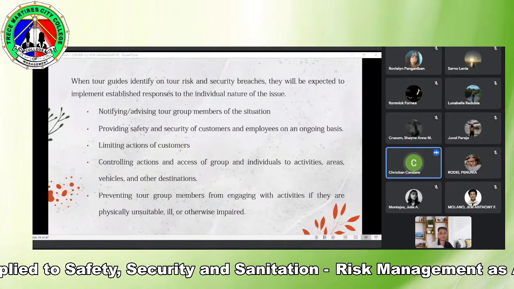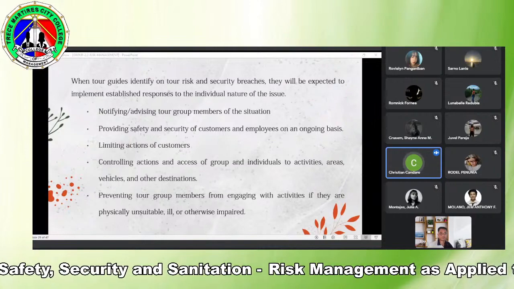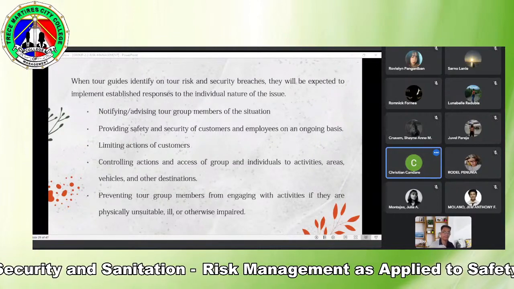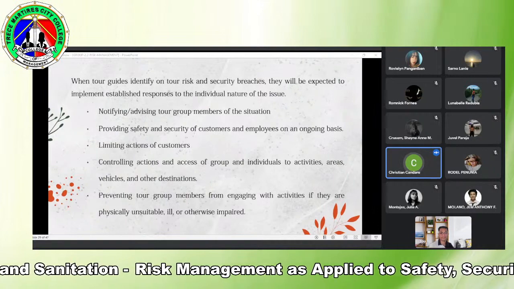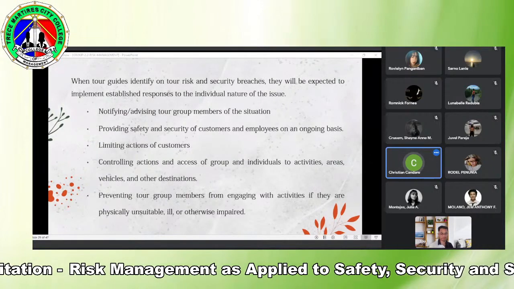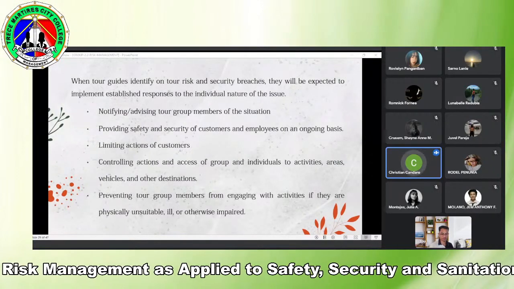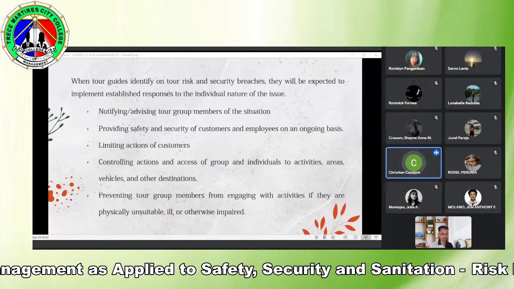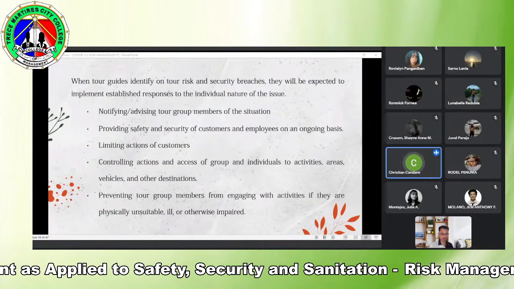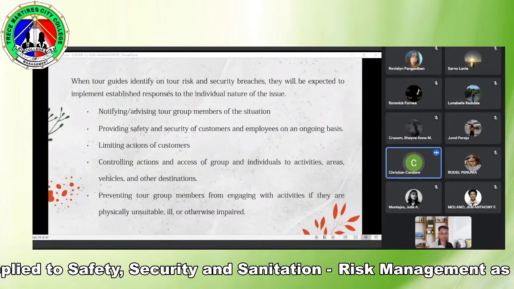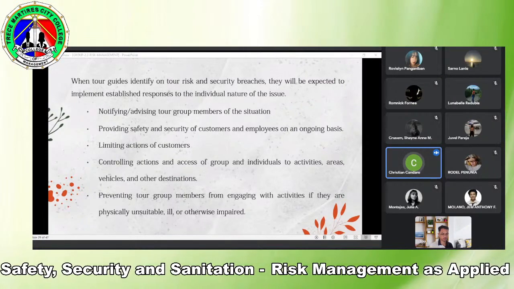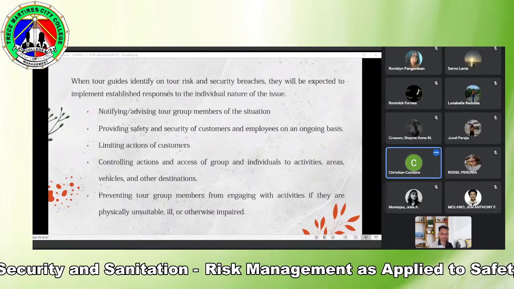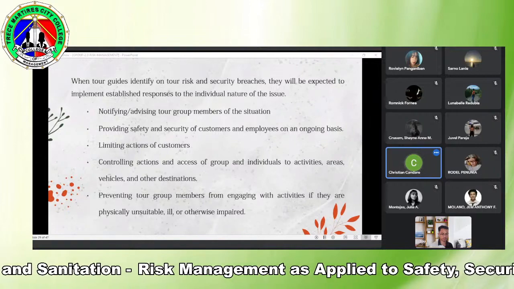Preventing tour group members from engaging with activities if they are physically unsuitable, ill, or otherwise impaired. For example, one of the members has asthma. It is the group leader's responsibility to know if his or her members are physically fit by doing a physical activities. Next slide po.